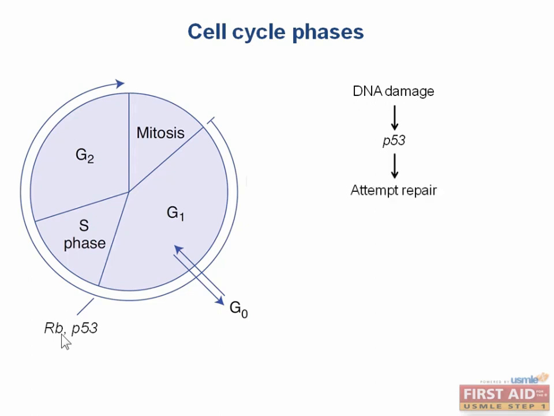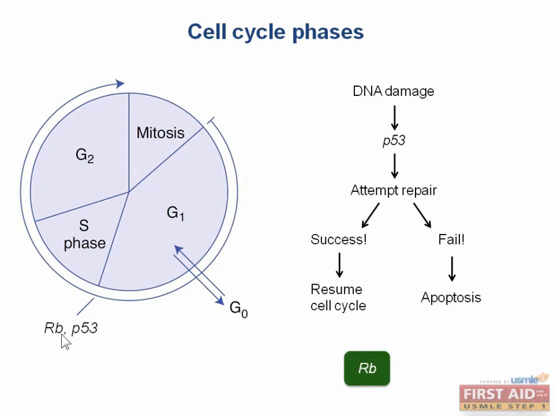When DNA damage is detected, p53 will stop the cell cycle and initiate DNA repair pathways to try to fix the damage. If the cell is able to repair the damage, the cell cycle can restart. However, if it can't, p53 will initiate apoptosis, because it's better for a cell to die than to risk developing cancer.